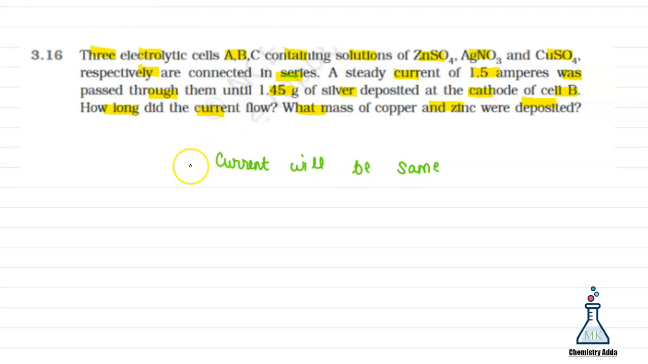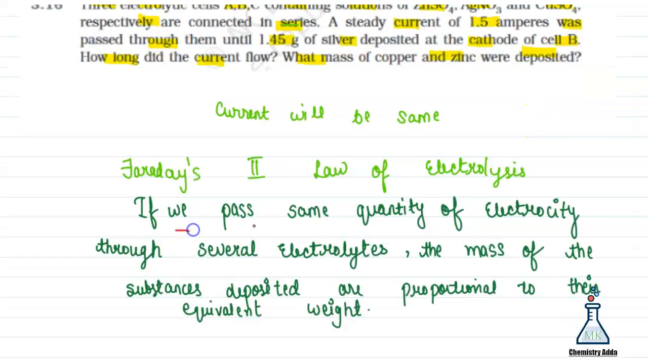Now, do we know Faraday's second law of electrolysis? Faraday's second law of electrolysis states that if we pass the same quantity of electricity through several electrolytes, the mass of the substances deposited are proportional to their equivalent weight.